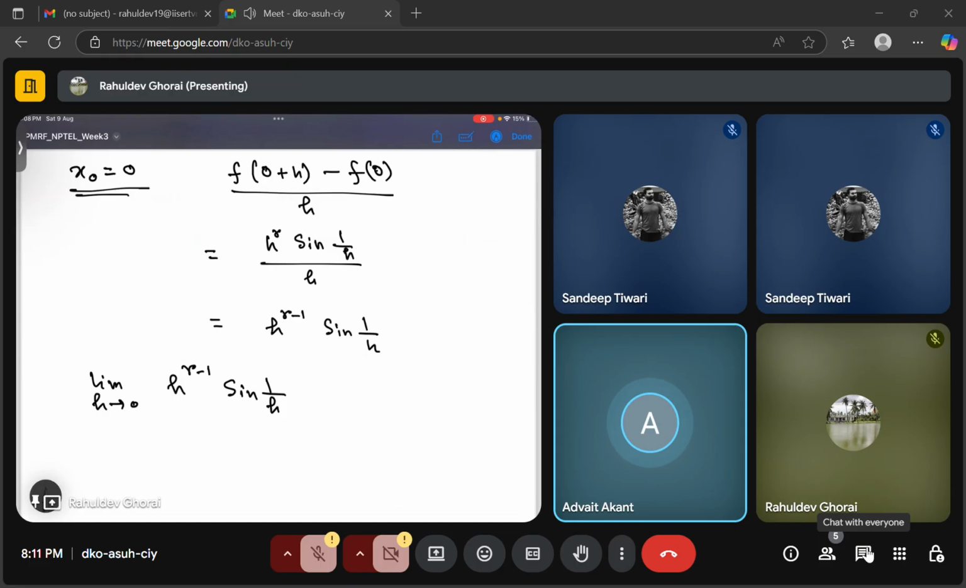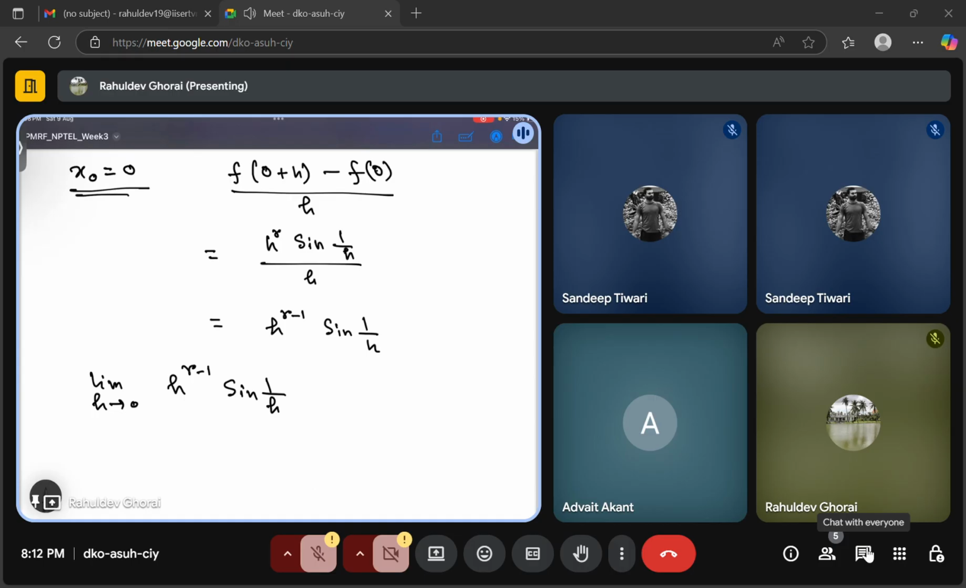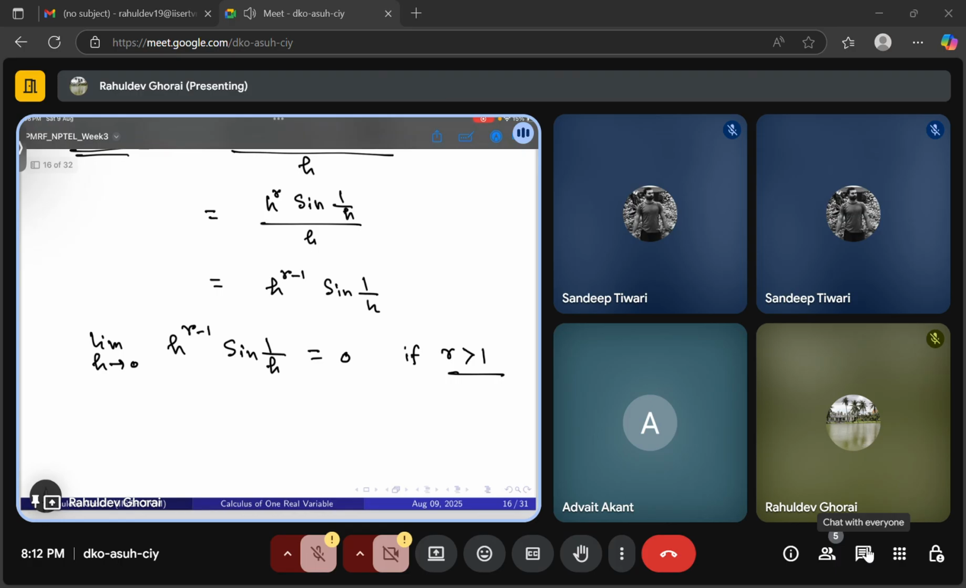For r greater than 1, it would exist. R just strictly greater than 1 or equal to 1? It must be strictly greater than 1, right? So yes, this limit will exist and equal 0 if r is greater than 1. You can check with r equal to 1, that will not be true, and for other values if you take, it will not exist.